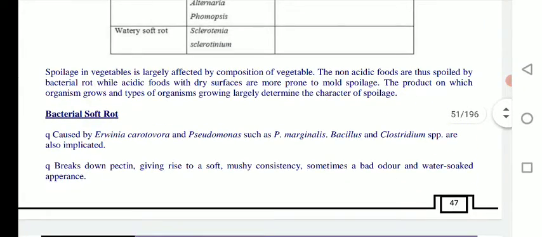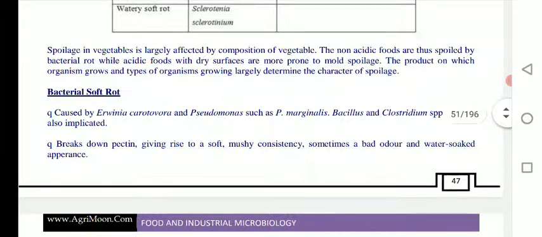So spoilage in vegetables is largely affected by composition of vegetable. The non-acidic foods are thus spoiled by bacterial rot, while acidic foods with dry surfaces are more prone to mold spoilage. In the previous lecture we have studied that for fungi, for their normal growth, they require acidic conditions, and there are some vegetables that are by default acidic, and in that condition bacteria are less prevalent. So fungi are more prevalent in spoilage as compared to bacteria. The product on which organisms grow and the types of organisms growing largely determine the character of spoilage.